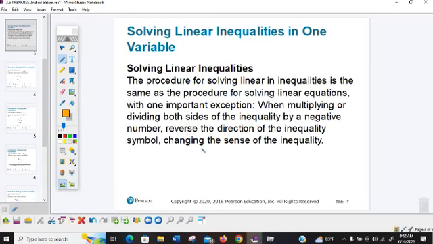In this example, we are going to solve linear inequalities in one variable. Now, it's pretty much the same procedure you normally do, with one exception. When you have inequalities, now remember, inequalities would be greater than, less than, greater than or equal to, less than or equal to, the one thing that changes is when you are multiplying or dividing both sides of the inequality by a negative, then you reverse the direction of the inequality.